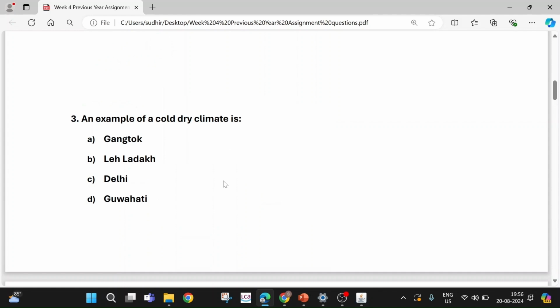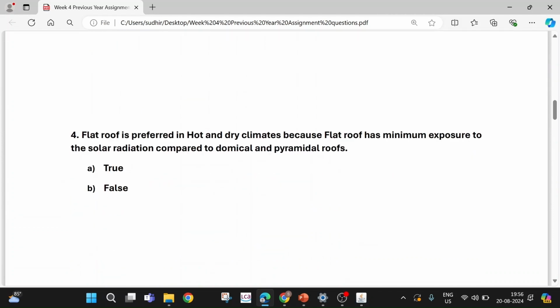This question, I think, was there in the assignment also, and this same question was asked in the previous year also. Leh Ladakh. So here is the fourth question.